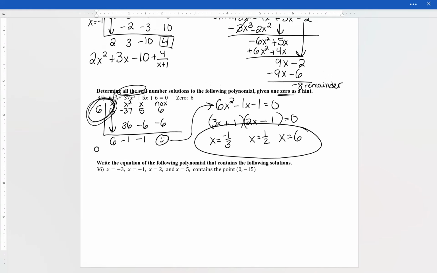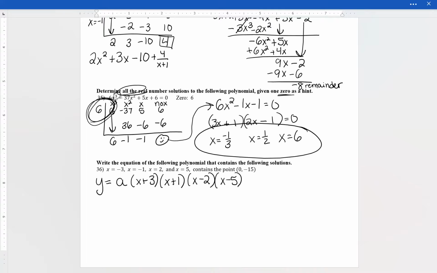And the final question, we're going to write the equation of the following polynomial that contains the following solutions. X equals negative 3, negative 1, 2, 5, and then we're going to contain the point 0, negative 15. So what I'm going to do is start writing what I would have solved to get those x answers. And don't forget, when you're writing the equation, you're solving for the a. You're looking for the stretch or the compression value each time. So negative 3, I would have solved x plus 3 to get that value, right? Negative 1, I would have solved x plus 1, x minus 2 to get a 2, and then x minus 5 to get a positive 5.